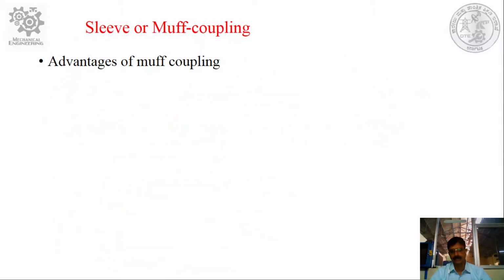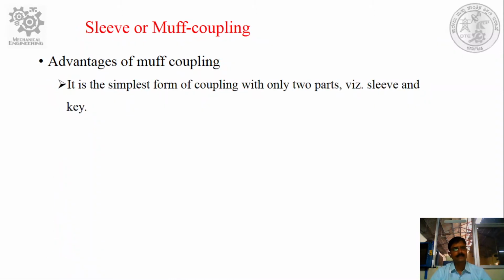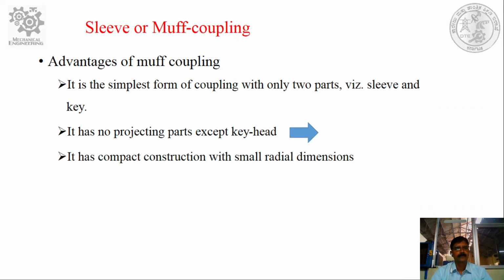Advantages of muff coupling. It is the simplest form of coupling with only two parts, usually a sleeve and key. It has no projecting parts except the key head. It has a compact construction with small radial dimensions. It is cheaper than other types of couplings.